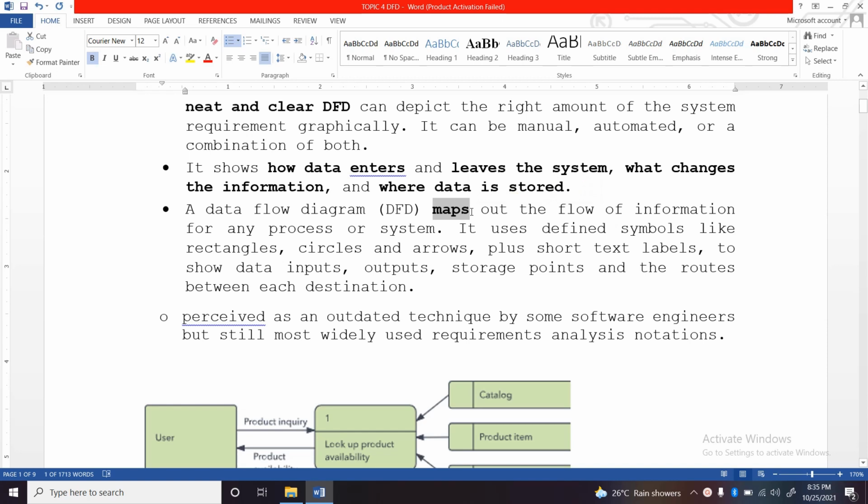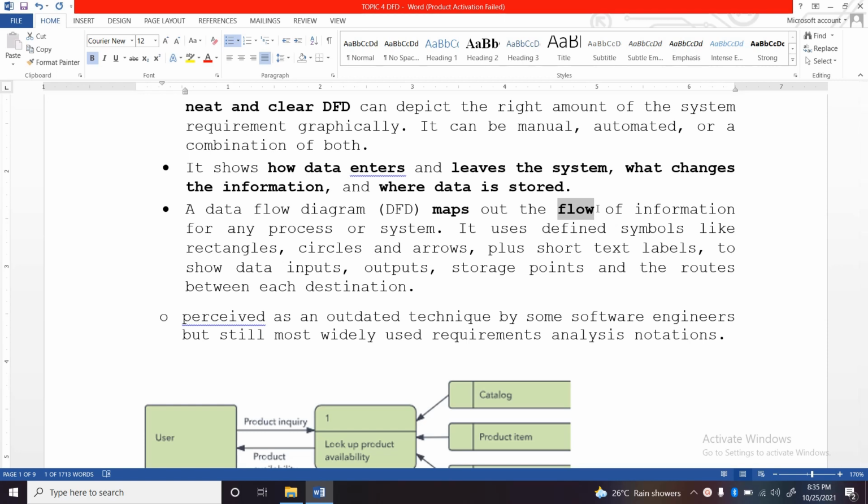So when we say map, we have the location, the directions, or the visual representation of all the locations in a particular place. So a DFD is also the same as that because it maps out the flow. Okay, let's consider the term flow of information for any process or system.